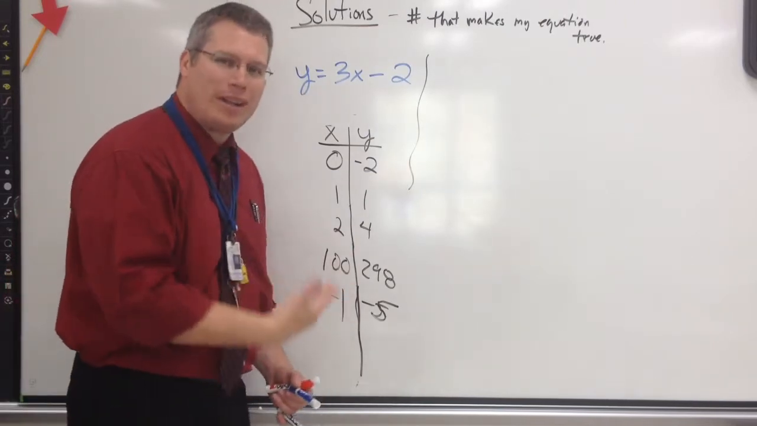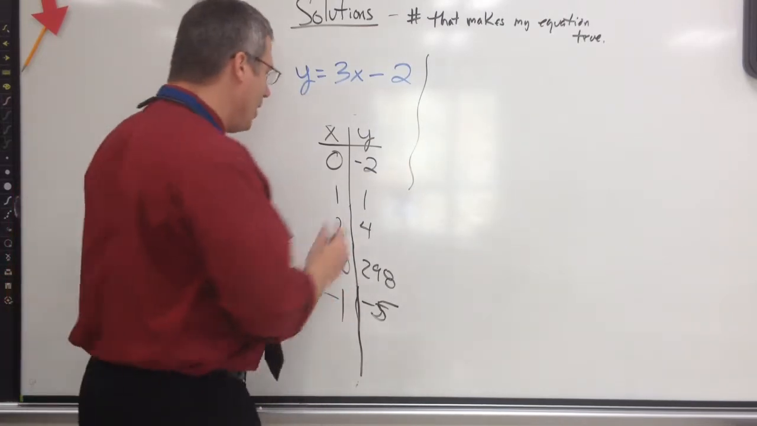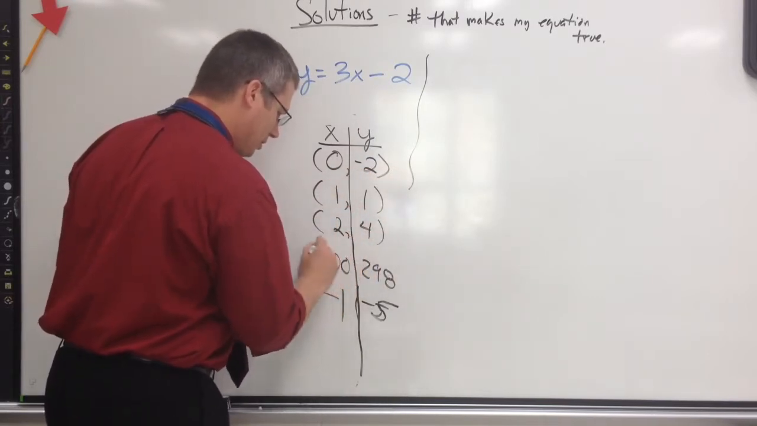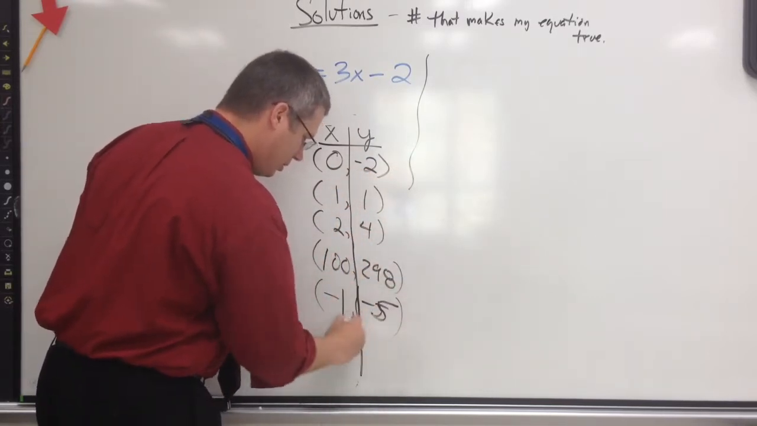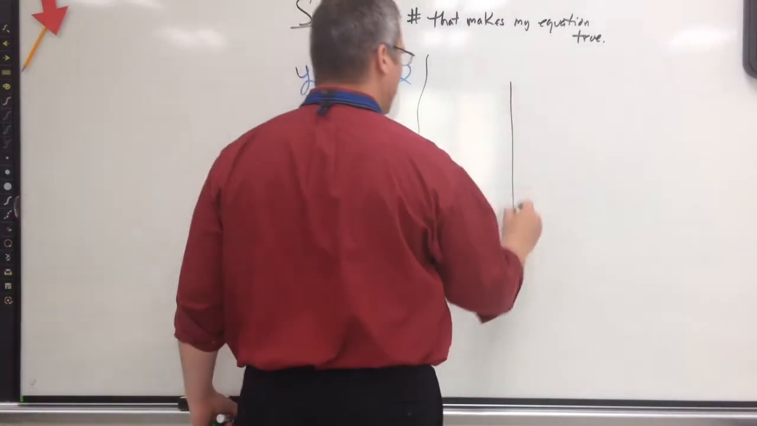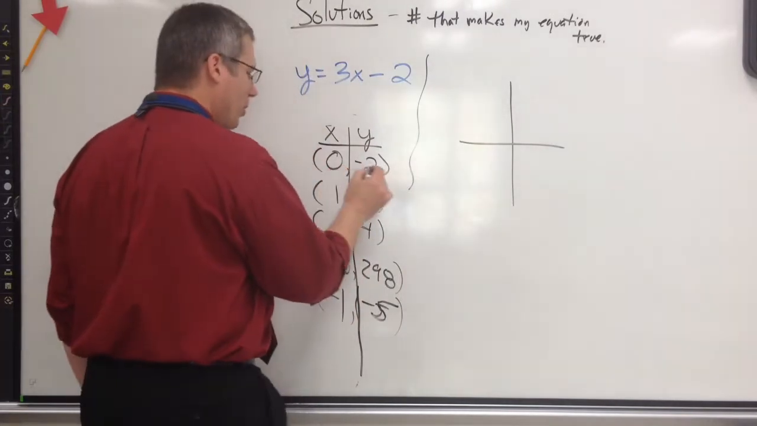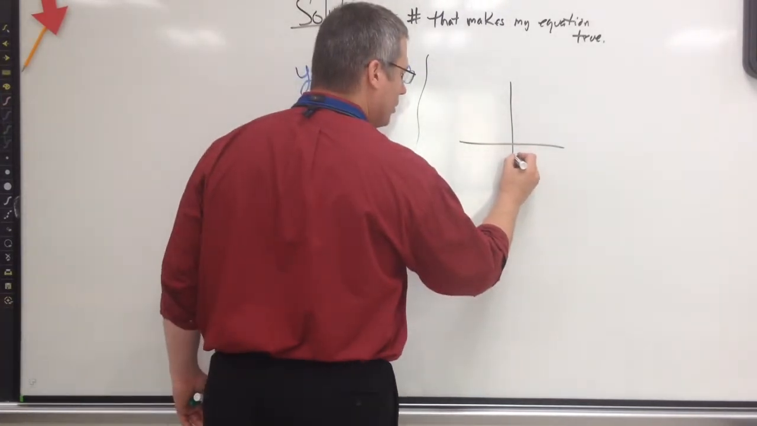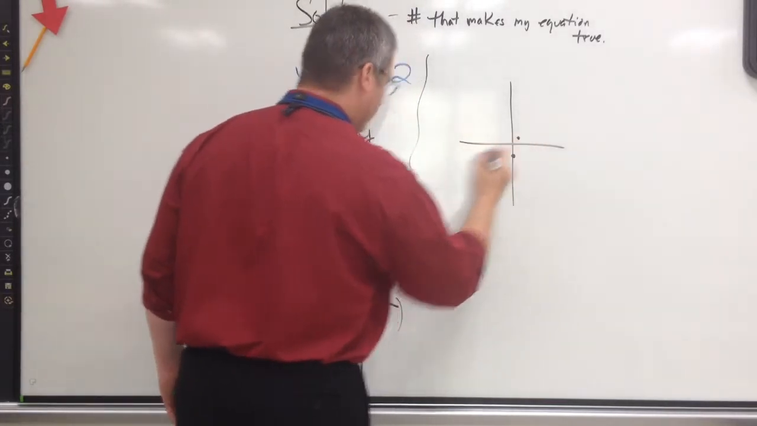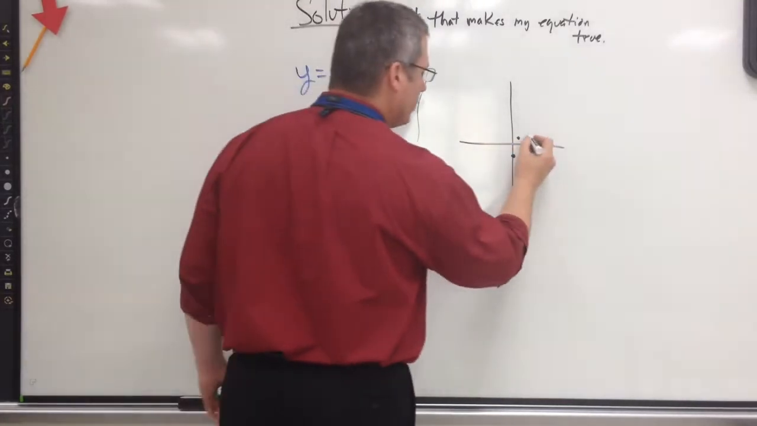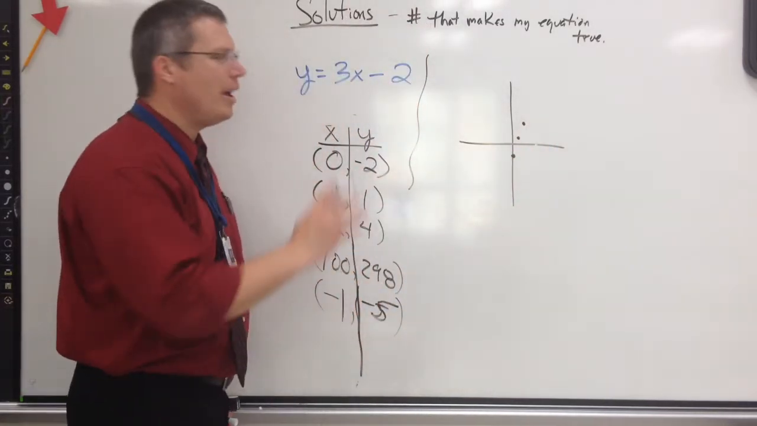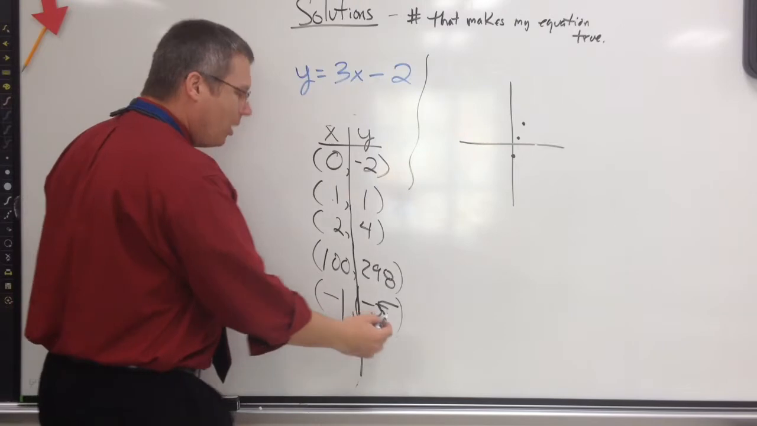But notice what kind of picture you have. These are ordered pairs. What do I do with ordered pairs? I graph them. 0, negative 2. 1, 1. 2, 4. 100, 298, I don't have room on my graph. Negative 1, negative 5.